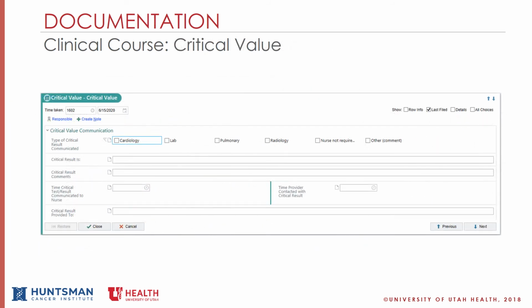Next is a critical value. If the lab calls you with a critical value, you will chart it here. You can see we have cardiology, lab, pulmonary, radiology. And you can see you would type what the critical result is and the provider that you provided the information to.